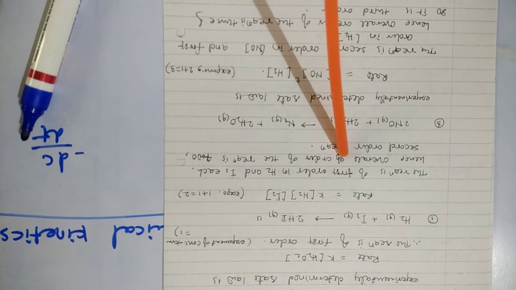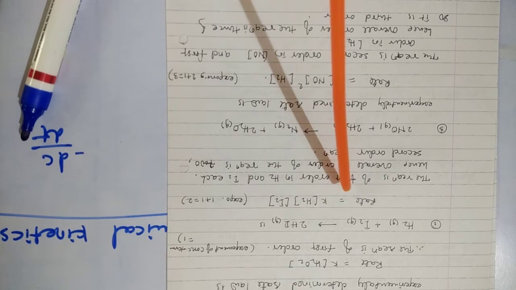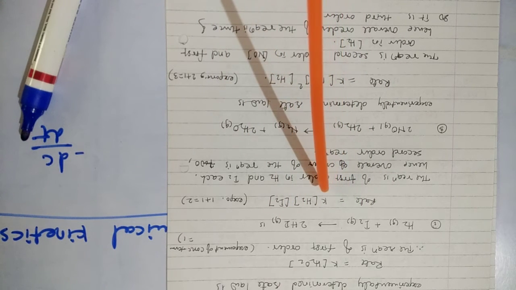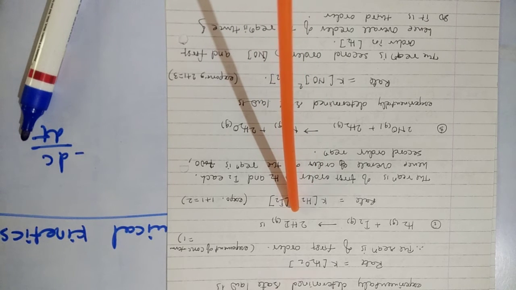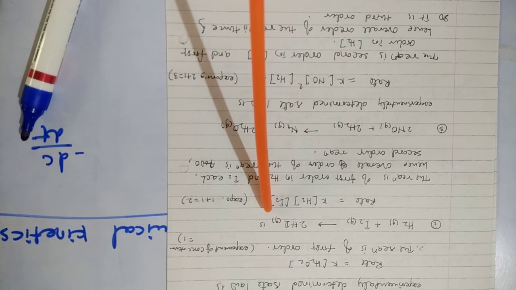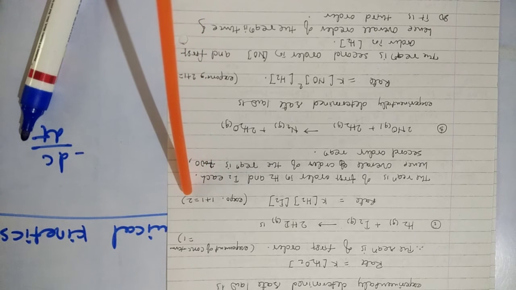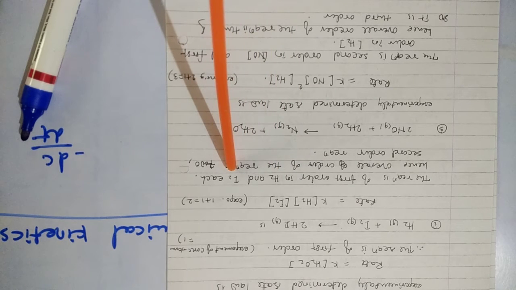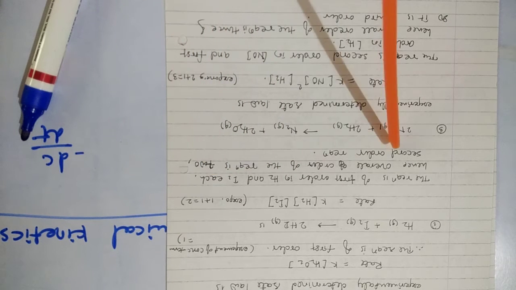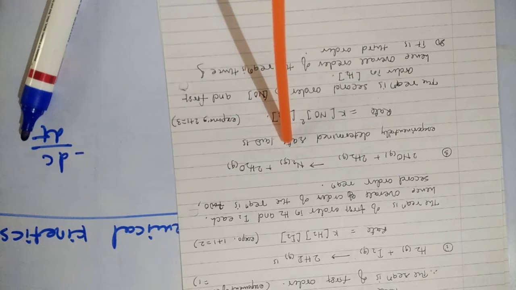Your next example is H2 reacting with I2 to give 2HI. The rate law is written as rate is equal to K into the concentration of H2 into the concentration of I2. Here the power of H2 is 1 and the power of the concentration of I2 is 1. Therefore the sum of the exponents is 1 plus 1, which is 2. The reaction is first order in H2 and first order in I2 each. Hence the overall order of the reaction is 2, and that's why it is called a second order reaction.